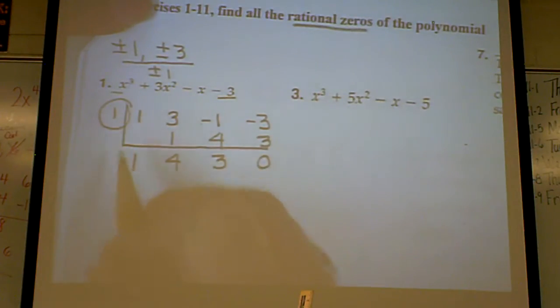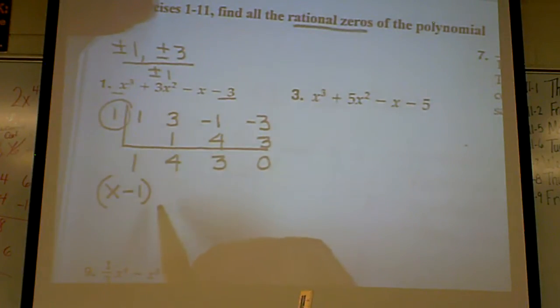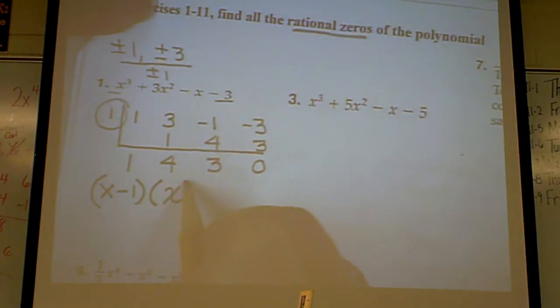So, what is this? It's x minus 0. But if you were to write it in factored form, it's x minus 1. What is this right here? 1. x squared plus 4x plus 3.